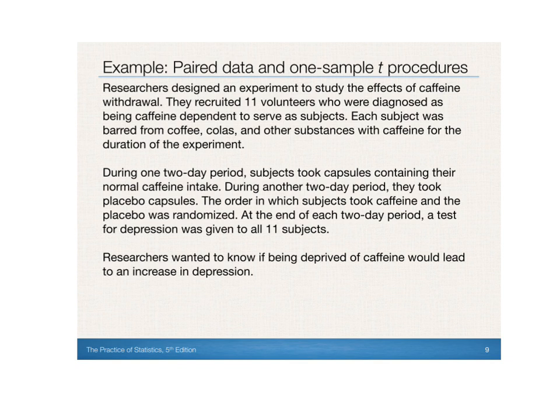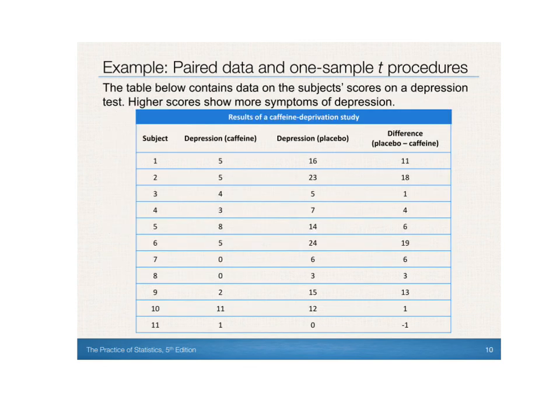So we're going to be able to use those two sets of data to design and set up a paired data situation, which we'll see on the next slide. So here we can see each subject, their data with caffeine and their data without caffeine, and then we can find the difference, placebo minus caffeine. And we see that most of our data points are positive, meaning that when they had their caffeine, they were less depressed than when the caffeine was taken away.